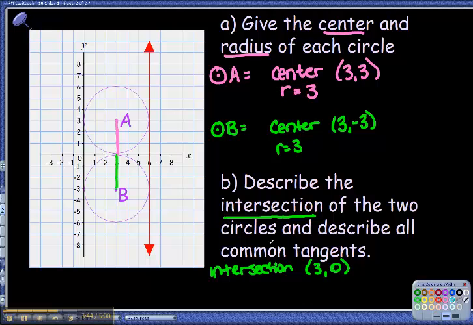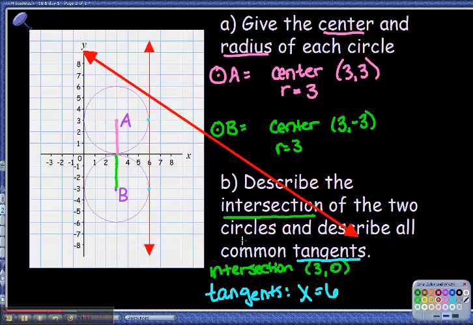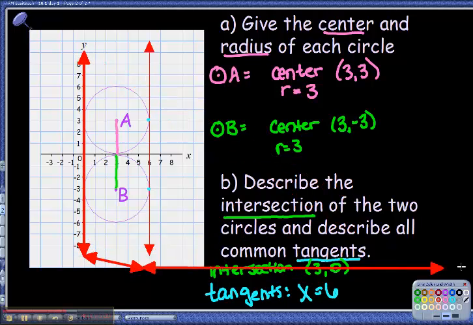And they also ask us to describe all of the common tangents. So let's take a look here. There's one tangent line that's already drawn in for us. This red line does intersect both circles at just one point. The equation of that line, because we're talking about describing a line, we want to list its equation. We notice that it is a vertical line, so we're thinking x. It's x equals 6. There's also going to be a common tangent on the other side of that circle. If you take a look here, right along the y-axis. We notice that that's also a common tangent. That would be the line x equals 0.